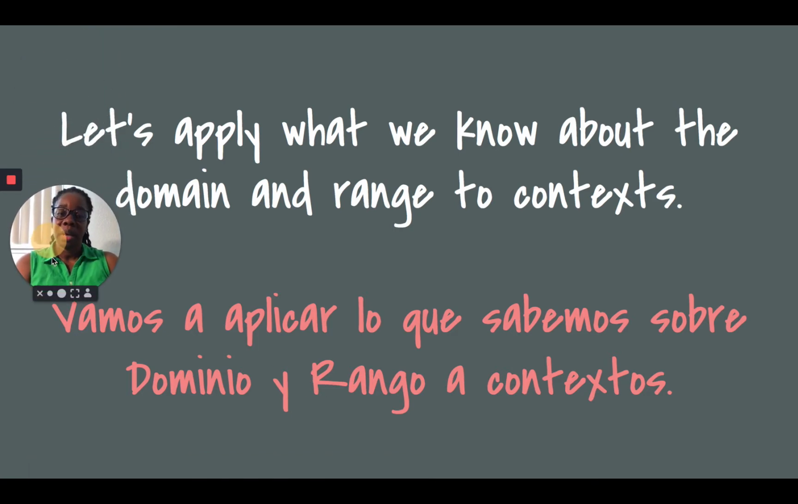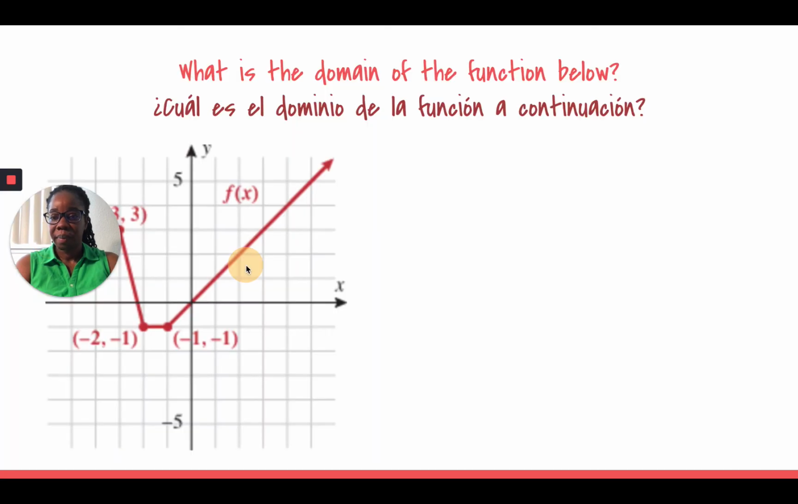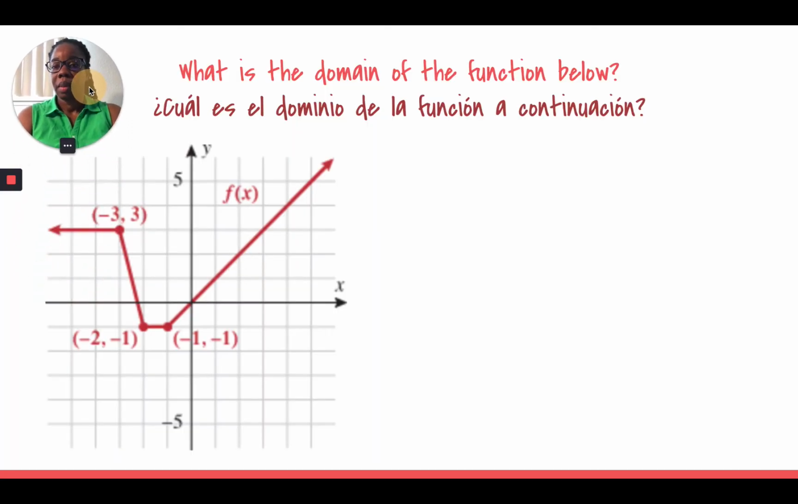Now, let us apply what we know about domain and range to context. Did we get it? Let's see. Now, what is the domain of the function that is shown below? Do you recall? Remember, we said that the domain of the function is going to be the set of all possible input values.